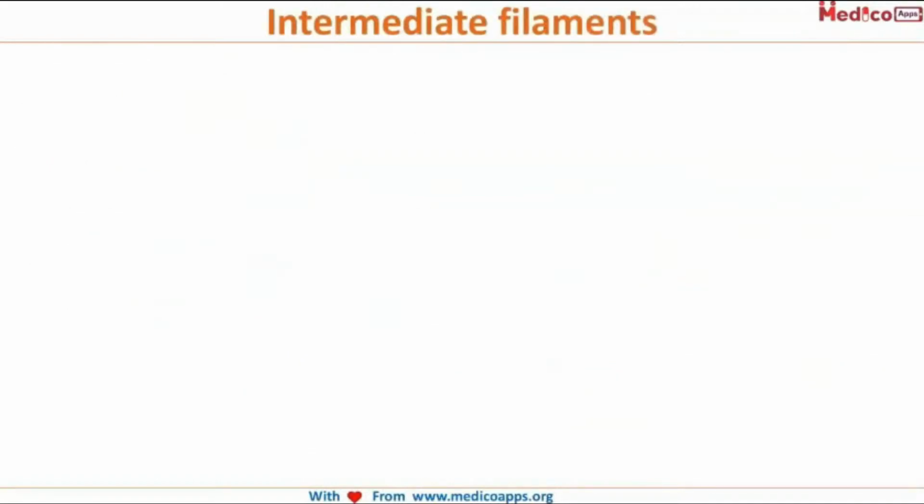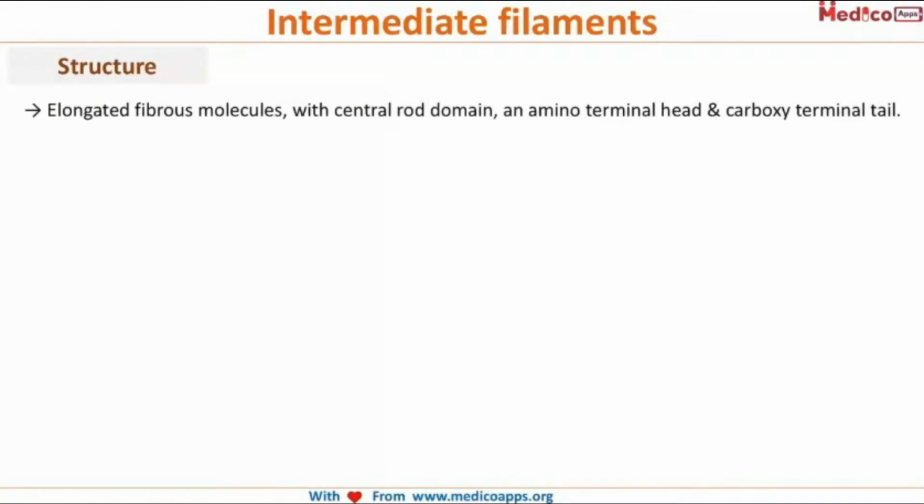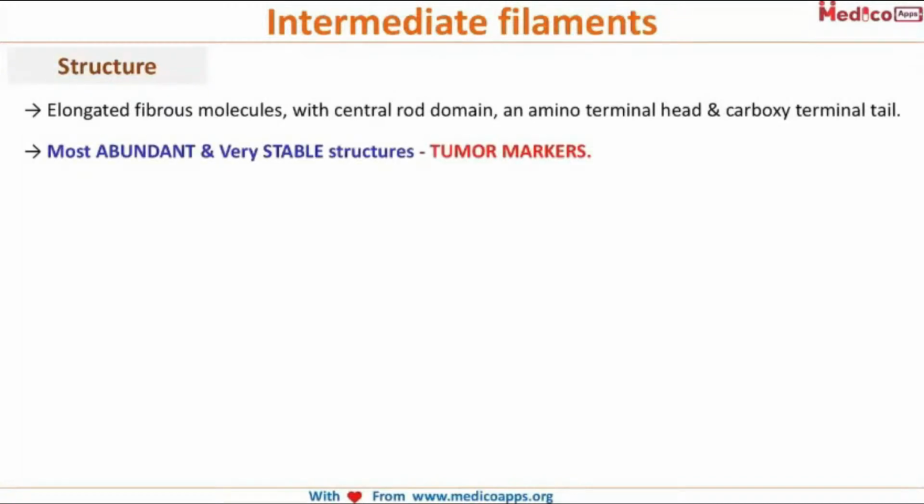Now let's quickly look at intermediate filaments. These are elongated fibrous molecules with a central rod domain, an amino terminal head and a carboxy terminal tail. You don't have to remember their composition. But the important point that you will have to remember is they are the most abundant type of cytoskeletal filaments, and these are very stable structures, and they also act as tumor markers, right? So the tumor markers are nothing but your intermediate filaments. We will see which type indicates which tumor, right?